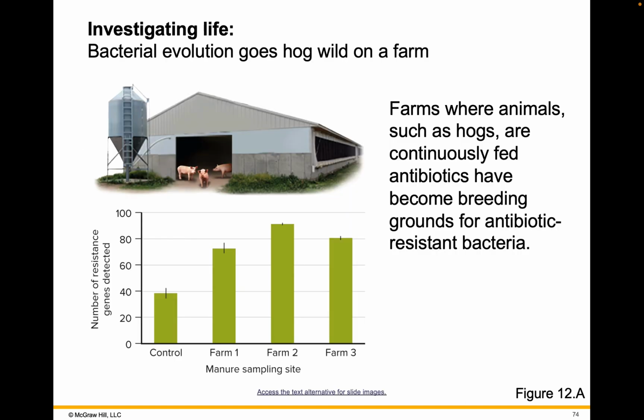All right, and one more good example here. So bacterial evolution goes hog wild on a farm. Prior to the summer of 2023, it was common for antibiotics to be added to livestock feed in order to improve growth rates. Not to keep the animals healthy, but a side effect of these antibiotics is an improved growth rate. So farms where animals like hogs were continuously fed antibiotics have actually become breeding grounds for antibiotic-resistant bacteria.